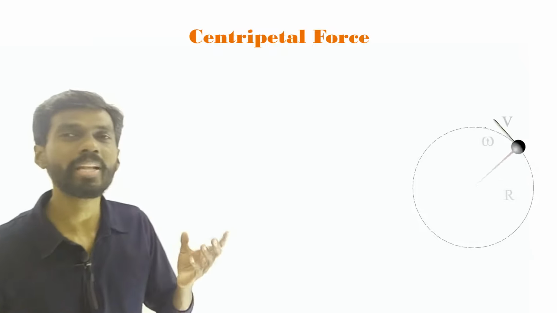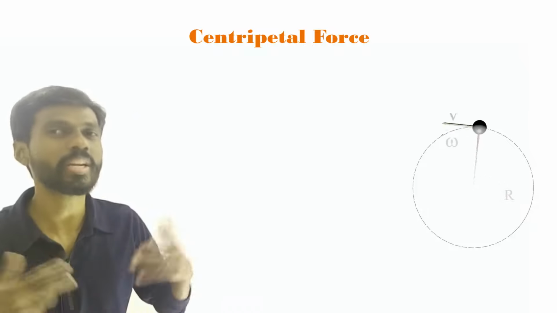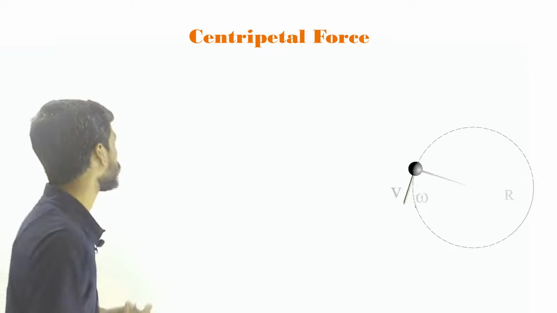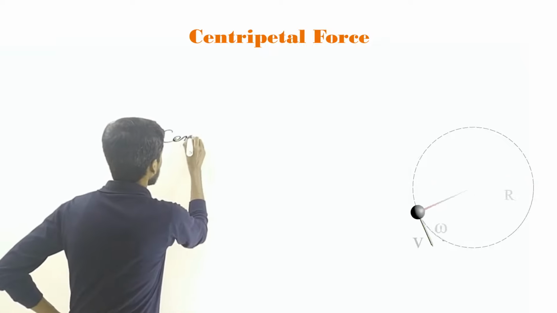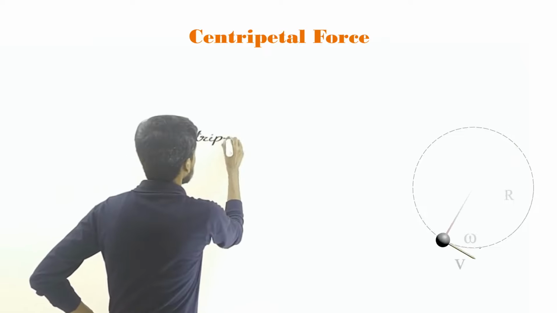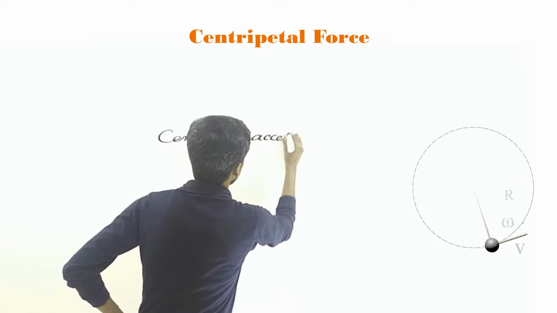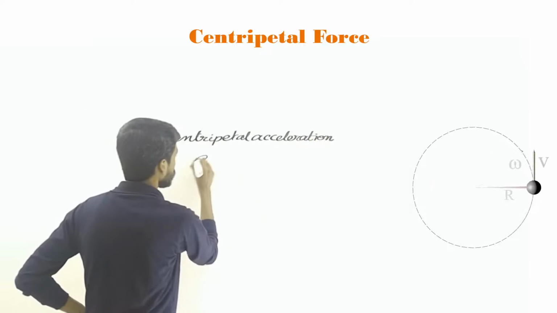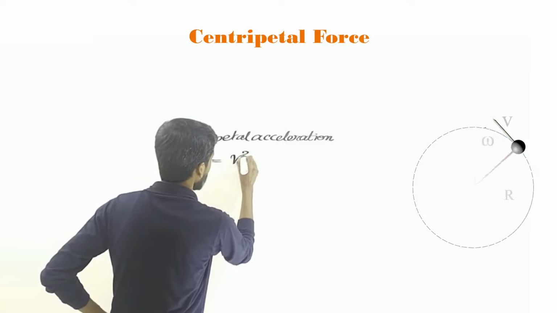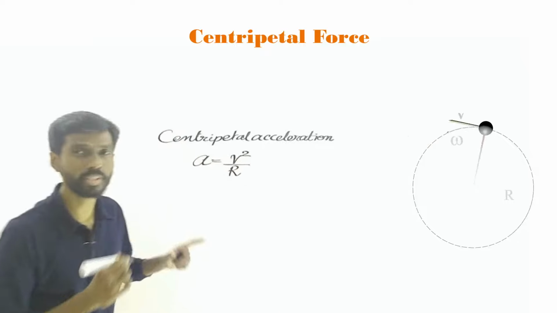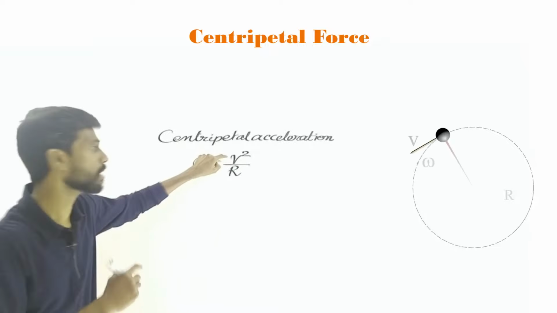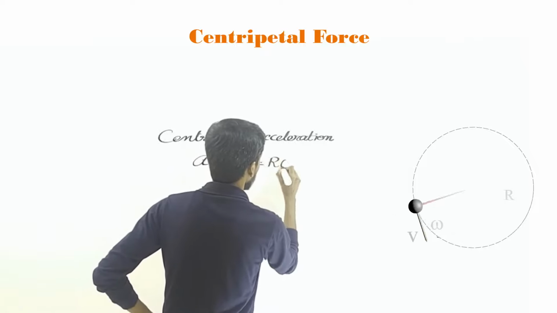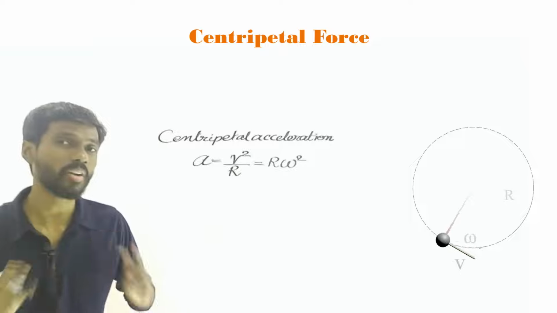We are already familiar with centripetal acceleration. So acceleration, force, we know the relation. So the same formula we are going to use here. What is the formula for centripetal acceleration? The centripetal acceleration equals v square divided by r, right? So that is the formula for centripetal acceleration in terms of the tangential speed. Or if you write this formula in terms of the angular speed, it is r omega square, right? So this formula we are already familiar with.